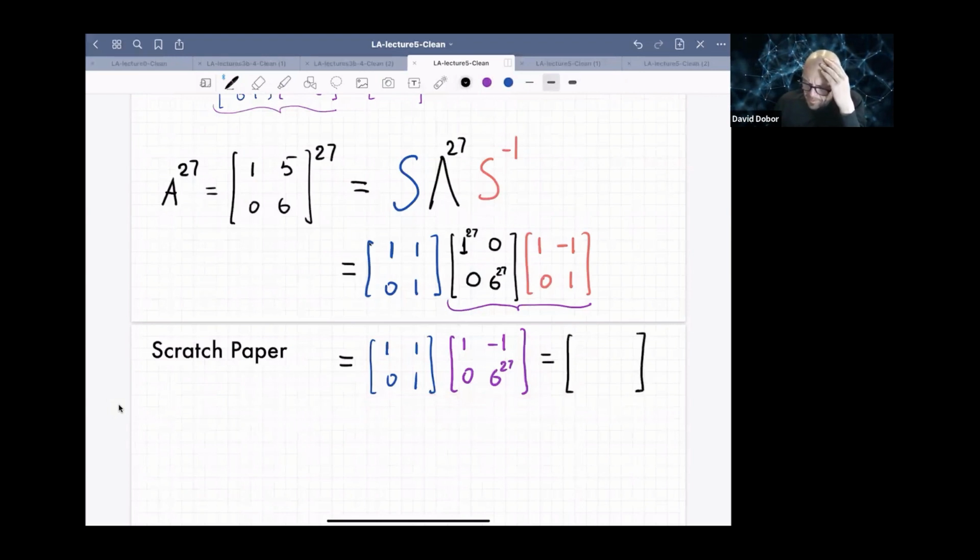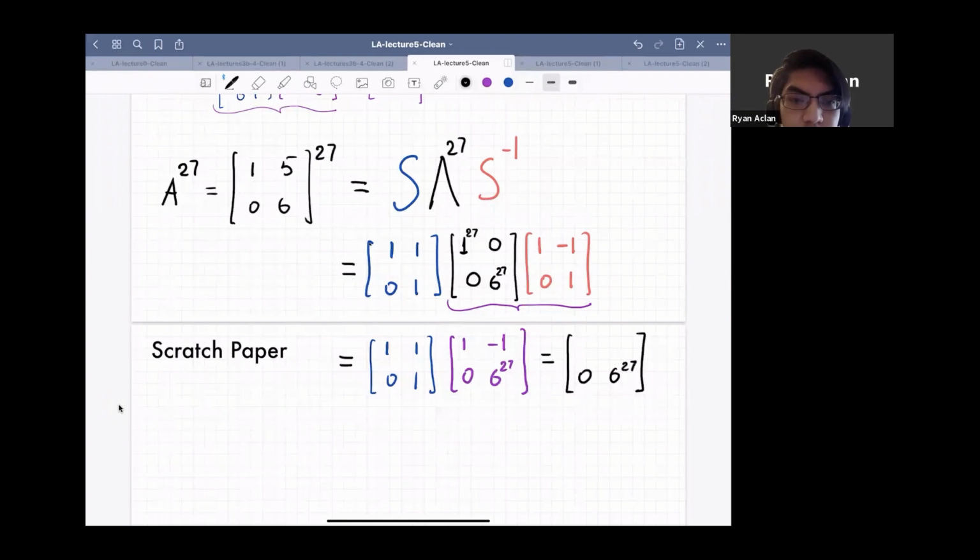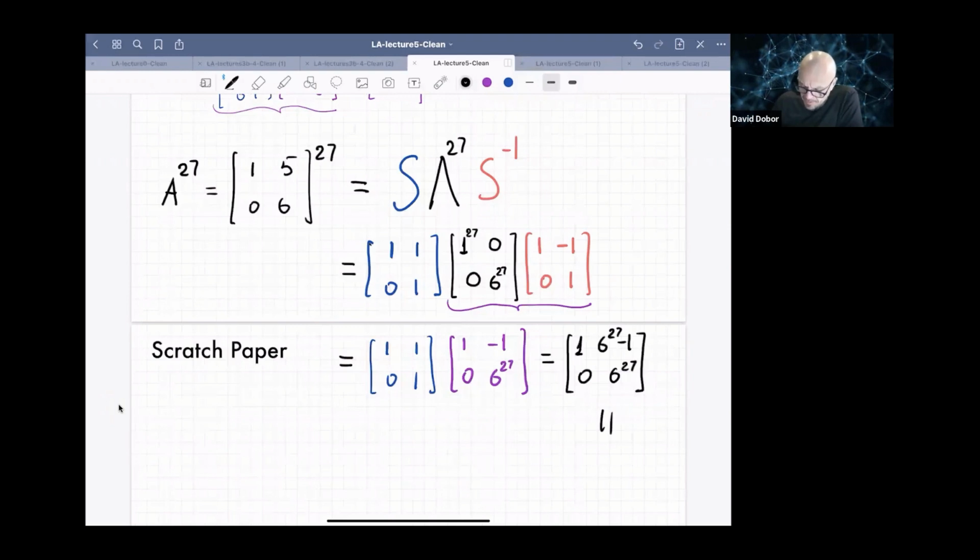So does the second row change? No, so this one is 1, then 6 to the 27th minus 1. Yes. So now I'm adding the second row to the first, and I get this result. Okay, so that's the answer. This is A to the 27th. When you take this guy to the 27th power, this is what you should get, right?